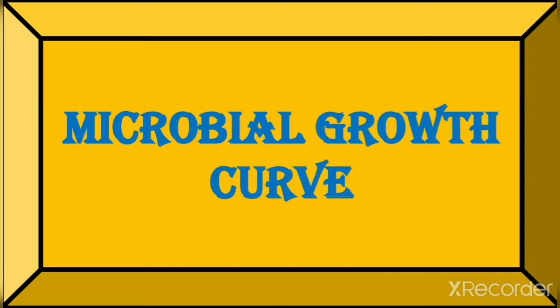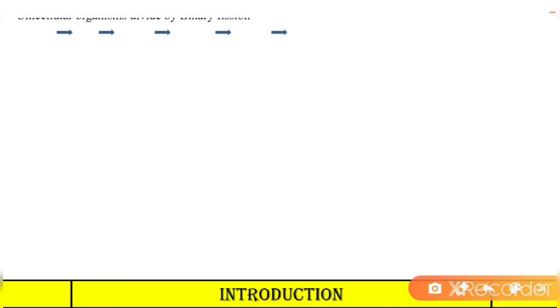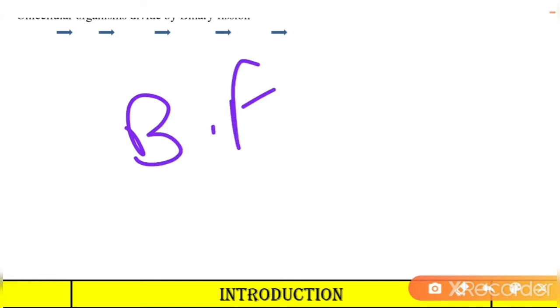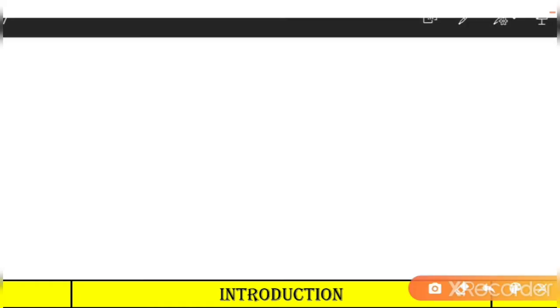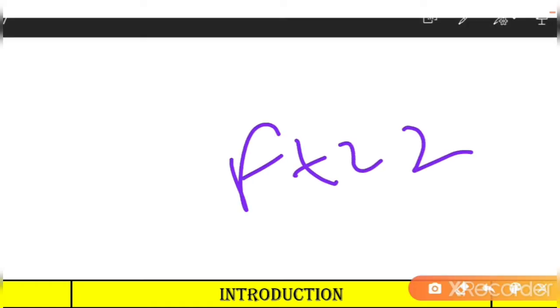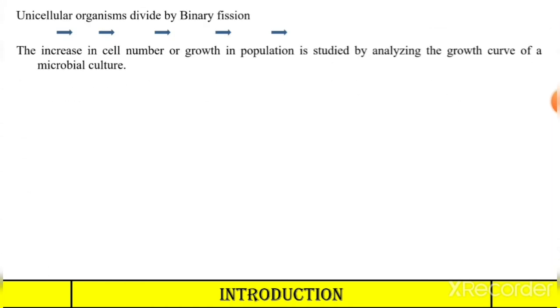In this video lecture, we are going to understand the microbial growth curve. Let's start with the introduction. Microbial organisms, or bacterial organisms, divide by the process known as binary fission. Binary fission is the asexual reproduction process which occurs in bacteria, where the FtsZ protein is involved. The increase in cell number, or growth in a population, is studied by analyzing the growth curve of a microbial culture.